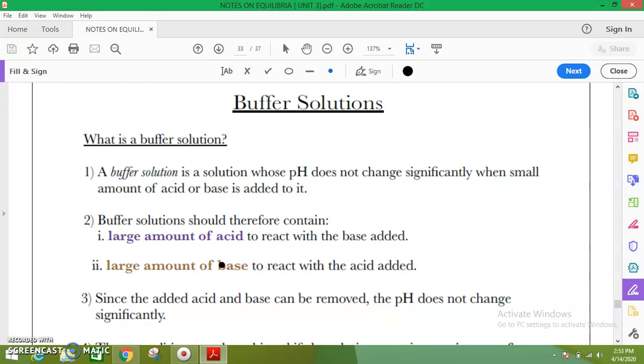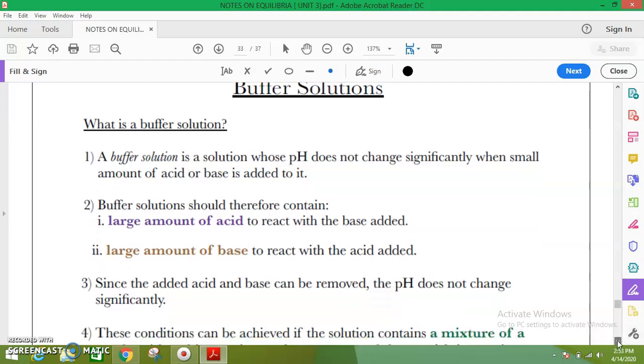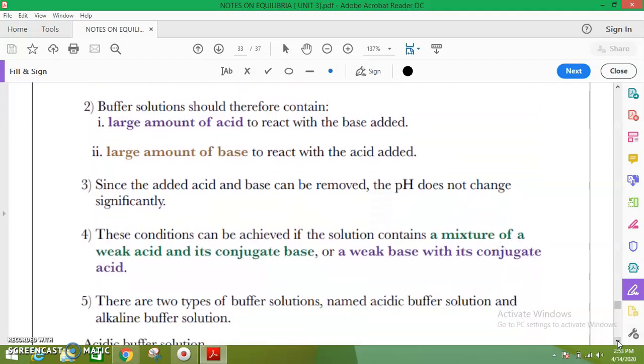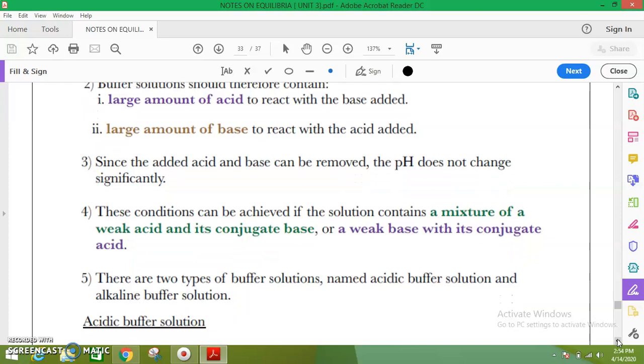It means you have two ways. Now you can see the next detail. Since the added acid and base can be removed, the pH does not change. If you add a small amount of acid or a small amount of base, the pH will not change because we are using the buffer solution. These conditions can be achieved if the solution contains a mixture of a weak acid and its conjugate base, or a weak base with its conjugate acid. So it means you have two types of buffer solution, acidic buffer and basic buffer.